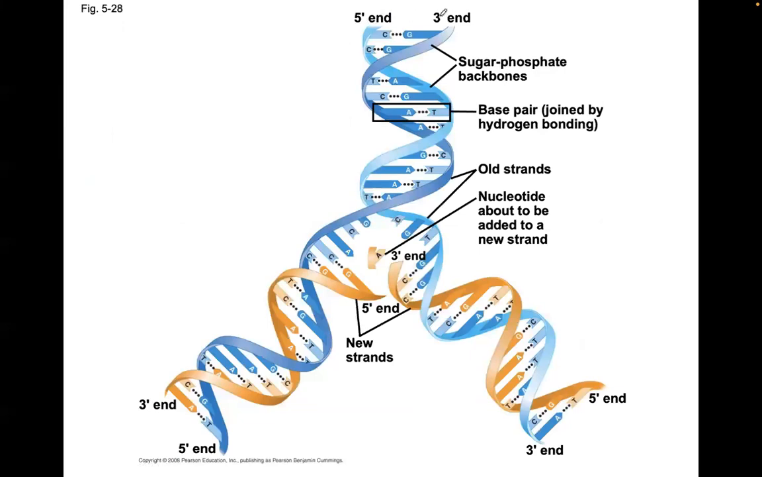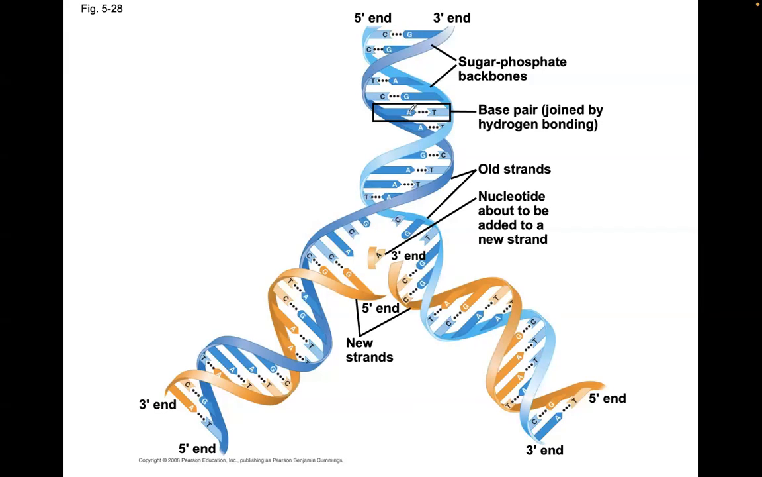Now this is a 5' and a 3'. This is called the sugar phosphate backbone. This is the major backbone that makes up the DNA. The inside is made up of the nitrogenous bases. The base pairs are joined by hydrogen bonds.